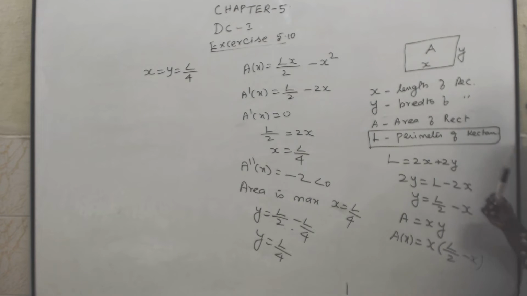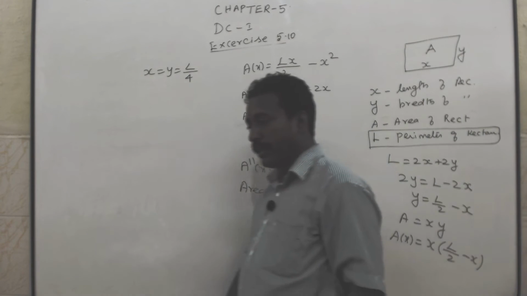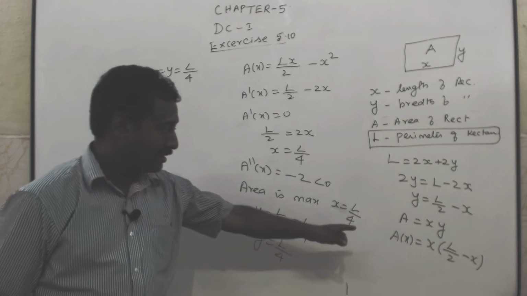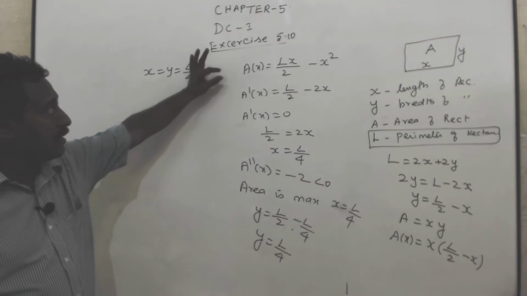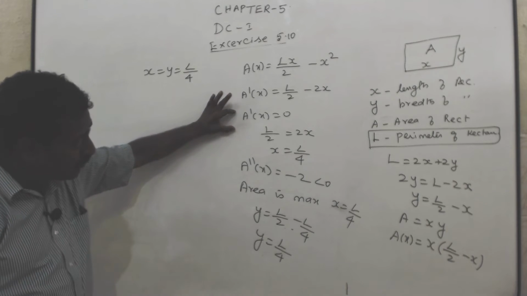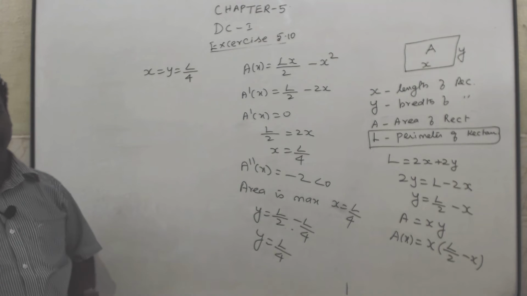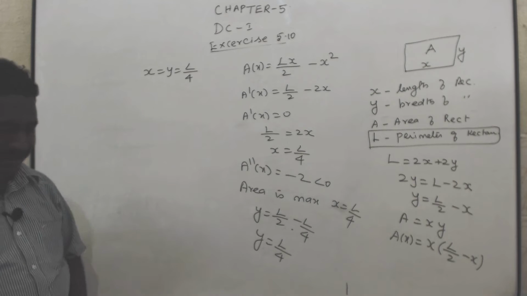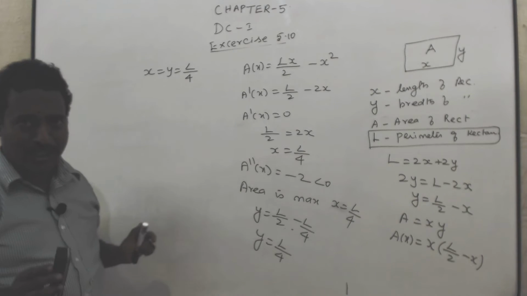L is equal to 2x plus 2y. 2y equal to L minus 2x. Y equal to L by 2 minus x. A of x, x into y. That is x into L by 2 minus x. A dash of x. So then the formula.